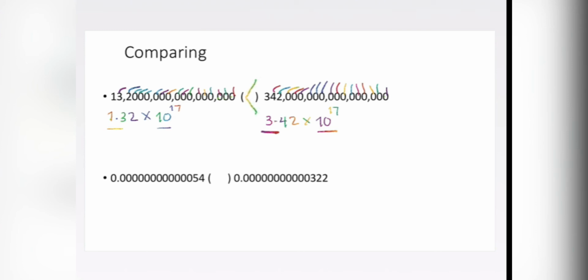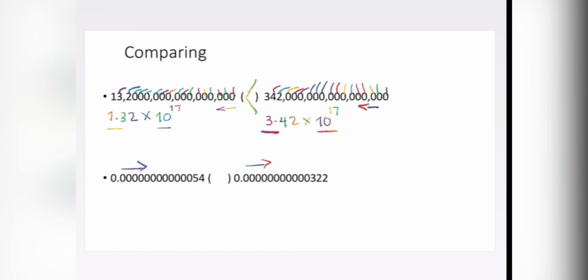Okay, for the second one, it is a smaller number, so our decimal point is moving right-hand side. That means our power is going to be in negative form. Here our decimal point has moved left-hand side, that's why our power is 17. Now our power is going to be in negative form.